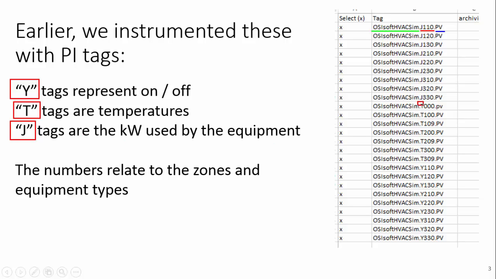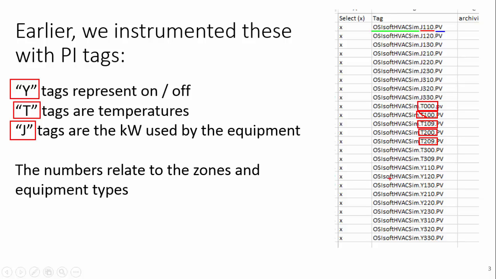So for example, we have T000, which is our outdoor temperature. And then we have these other T tags that end in 0. Those are indicating indoor air temperatures for individual zones. And then we also have a set of T tags that end in 9. And these are indicating thermostat settings for those zones.